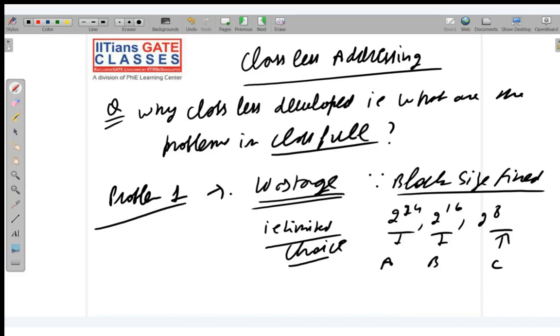So please take some notes. You should have some idea, otherwise you will forget these things. So please write it. Next point: to prevent wastage, concept of subnetting and supernetting were invented.